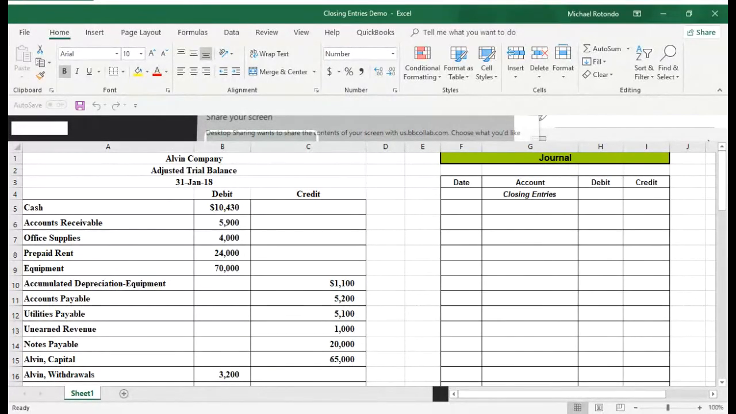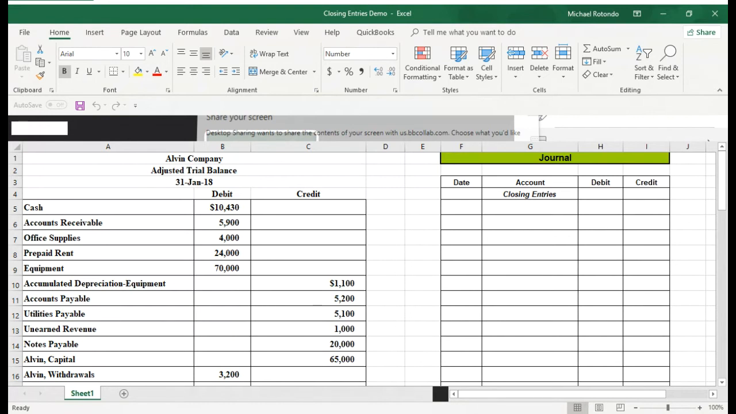Okay, so today we're going to talk about closing entries. The importance of closing entries is to make sure that temporary accounts, our revenues, expenses, and withdrawals, are brought to zero at the end of the period. This is the last step in the accounting cycle: to journalize and post closing entries and to prepare the post-closing trial balance.